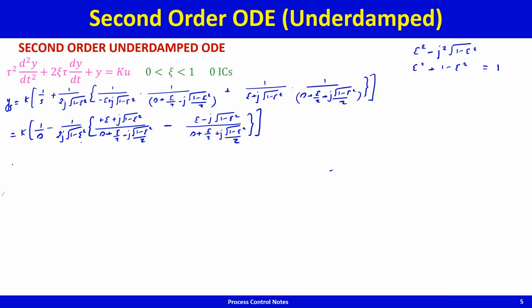Okay, so let's look at this one. Y of t therefore will turn out to be k times 1 minus 1 by 2j square root 1 minus... By the way, let's look at this complex number again.